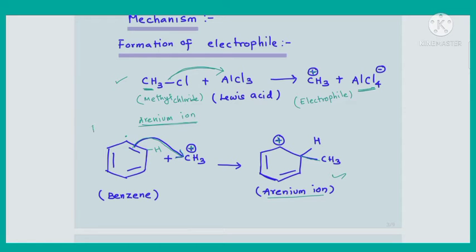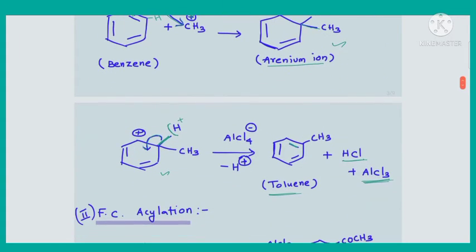The second step is nothing but formation of the Arenium ion. Third step is nothing but deprotonation. Third step is nothing but what? Formation of product or deprotonation, removal of proton H plus from the Arenium ion, isn't it? So you can take this as a deprotonation step.